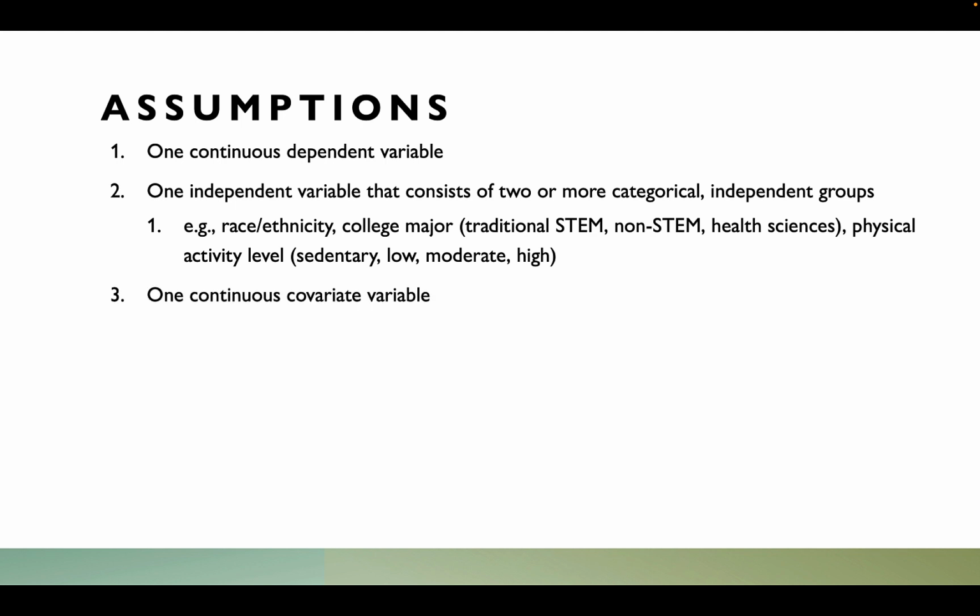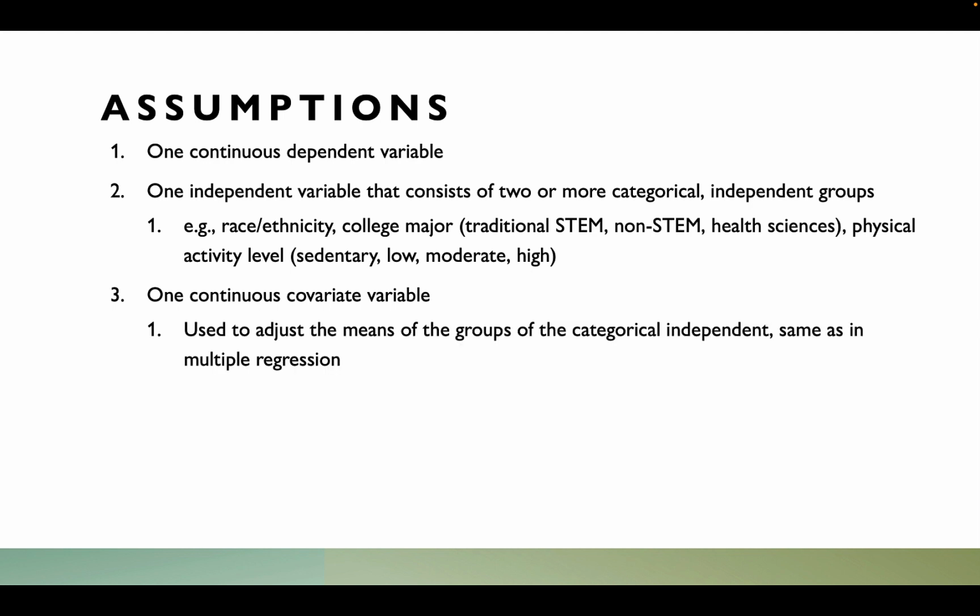We also need a continuous covariate variable. And please pay attention here, the most important part with the covariate is that it does need to be continuous. A lot of times we do think about controlling for things like gender or race, ethnicity, but in an ANCOVA, we need that covariate to be continuous. And it's used to adjust the means of the groups of the categorical independent variable, very similar to what we saw in multiple regression.